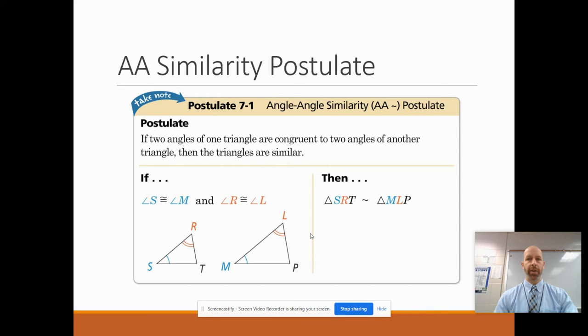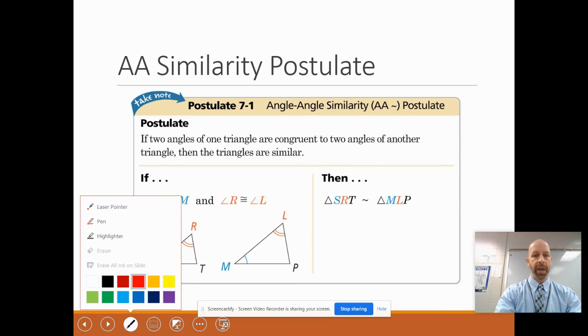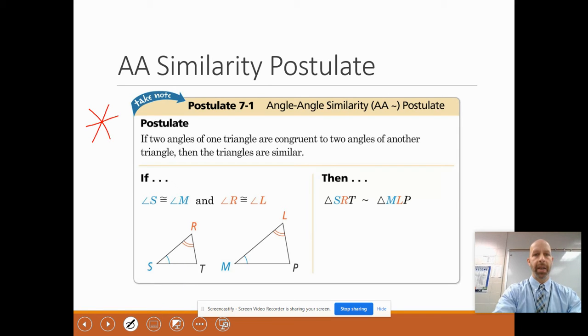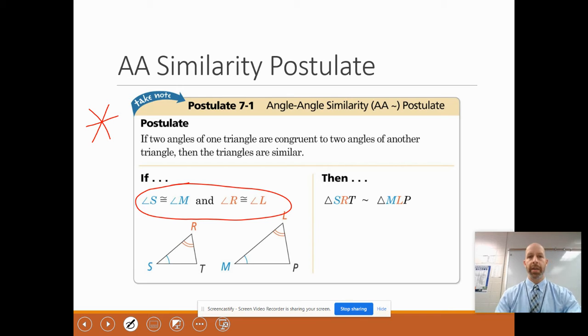So our first postulate, and this is probably the most important one, because if we can use this one, it's a very easy thing to use to prove because there's only two requirements. It's called the AA similarity postulate.